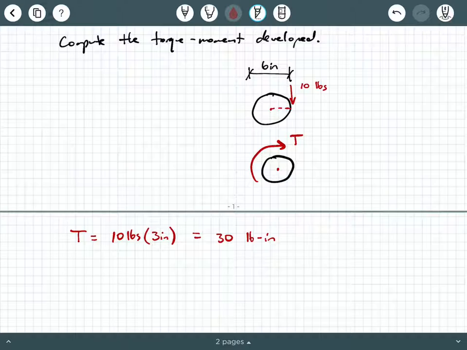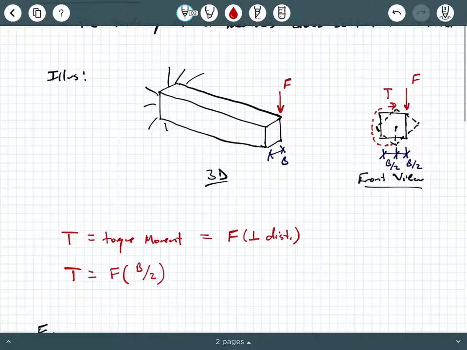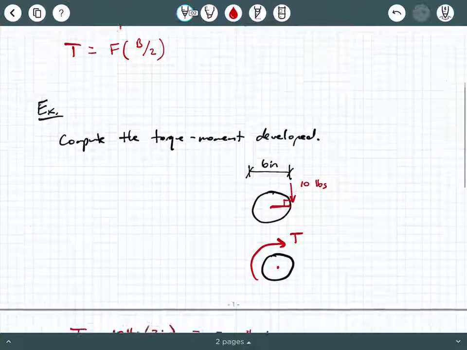some perpendicular distance away. So again, notice the definition here. It's a perpendicular distance. What we mean is the distance right here is perpendicular to where the force is acting. And we can even see that up here in this rectangular beam, right? The distance b over 2 that we're interested in is perpendicular to where the force is being applied, okay? So this is the idea of a torque moment.